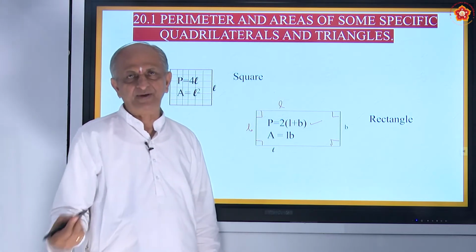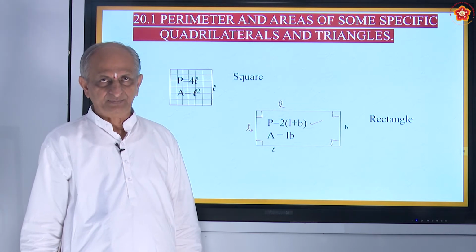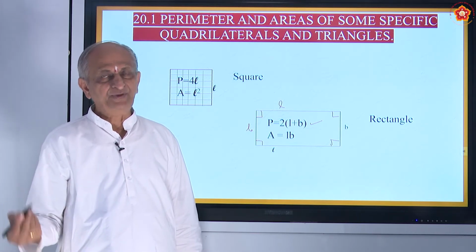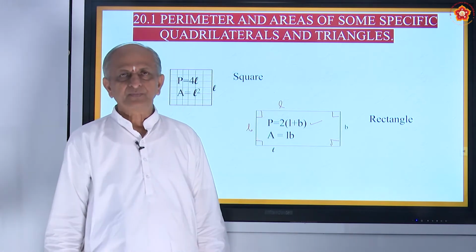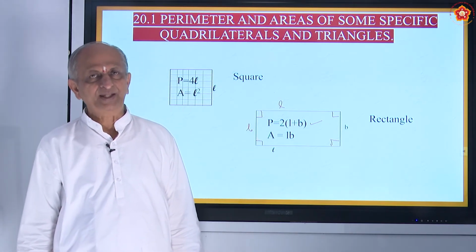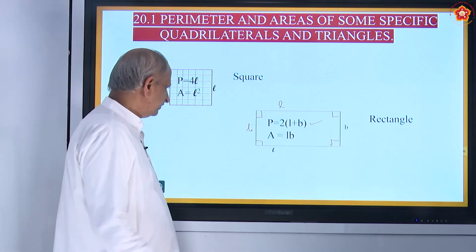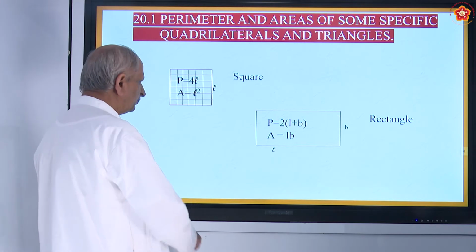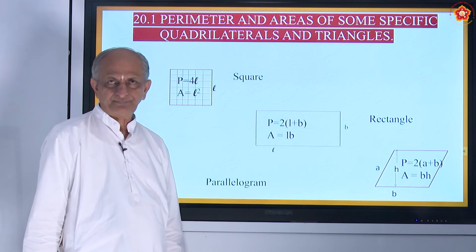For example, you can find a playground in the form of a quadrilateral, and so many figures will be rectangles, and fields will be there, rectangular fields. So like that in daily life you come across a lot of rectangles. The third one is called parallelogram.